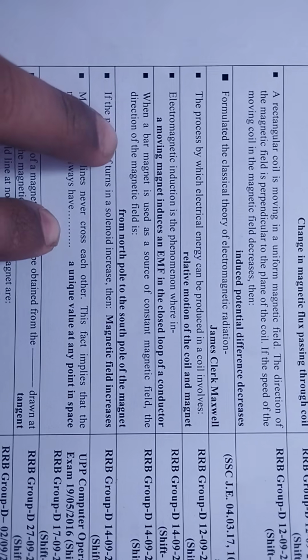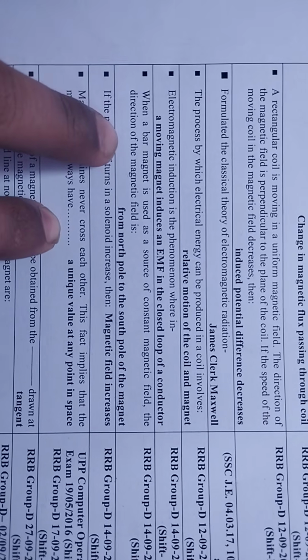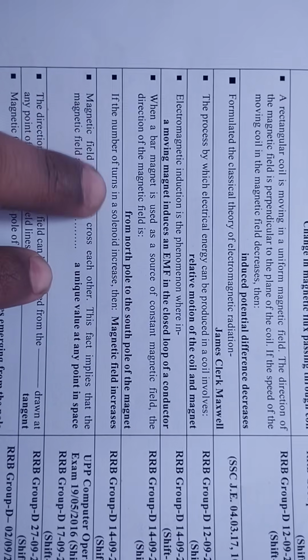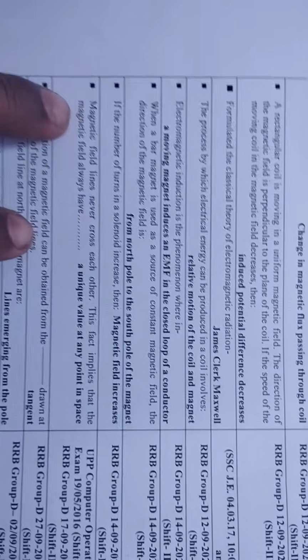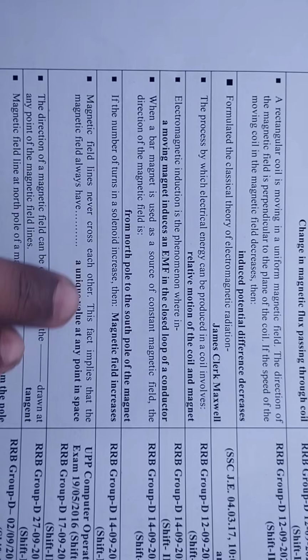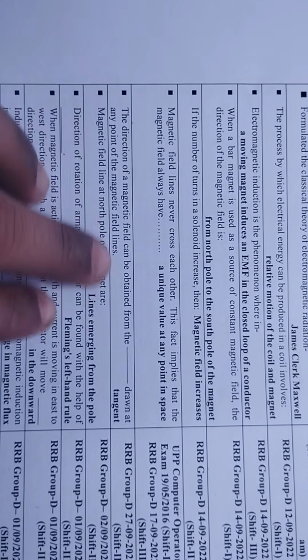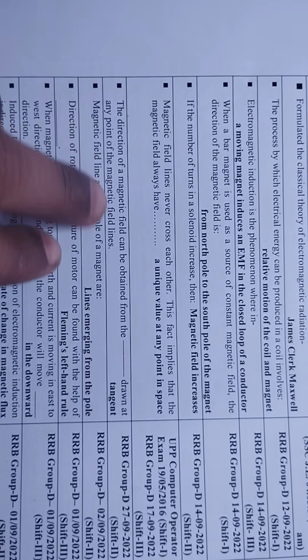When a bar magnet is used as a source of constant magnetic field, the direction of the magnetic field is from north pole to south pole of the magnet. If the number of turns in a solenoid increases, then the magnetic field increases. Magnetic field lines never cross each other. This implies that the magnetic field always has a unique value at a point in space. The direction of the magnetic field can be obtained from the tangent drawn at any point on the magnetic field lines.